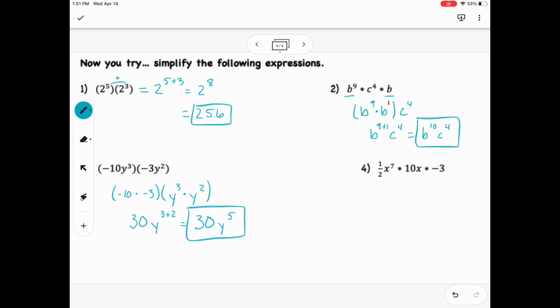For number 4, it looks like I have 3 coefficients that I can group together, and then 2 like bases of x that I can put together. Notice that the x at the end has an exponent of 1 that I wrote in. Remember, anytime that it's not there, it'd be wise to put it in there. Continue simplifying. Once I get to the end, I'll get negative 15x to the 8th.